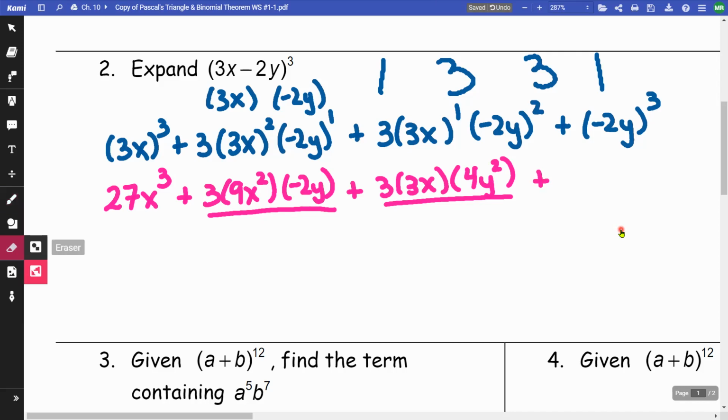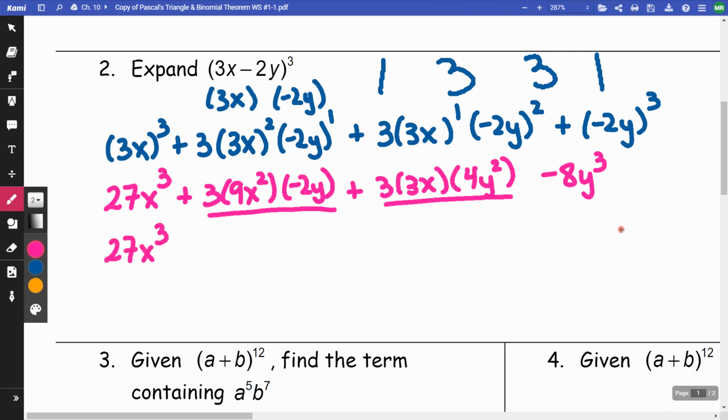Plus, and actually this is going to be a minus because it's going to be a negative 2y to the third, which is going to be a negative 8y to the third. So now when I work this out, 27x to the third, I'm going to take 3 times 9 times negative 2, which is going to be a negative 54x squared y, plus 3 times 3 times 4, so 9 times 4, 36, 36x y squared, minus 8y to the third, and that's your answer.